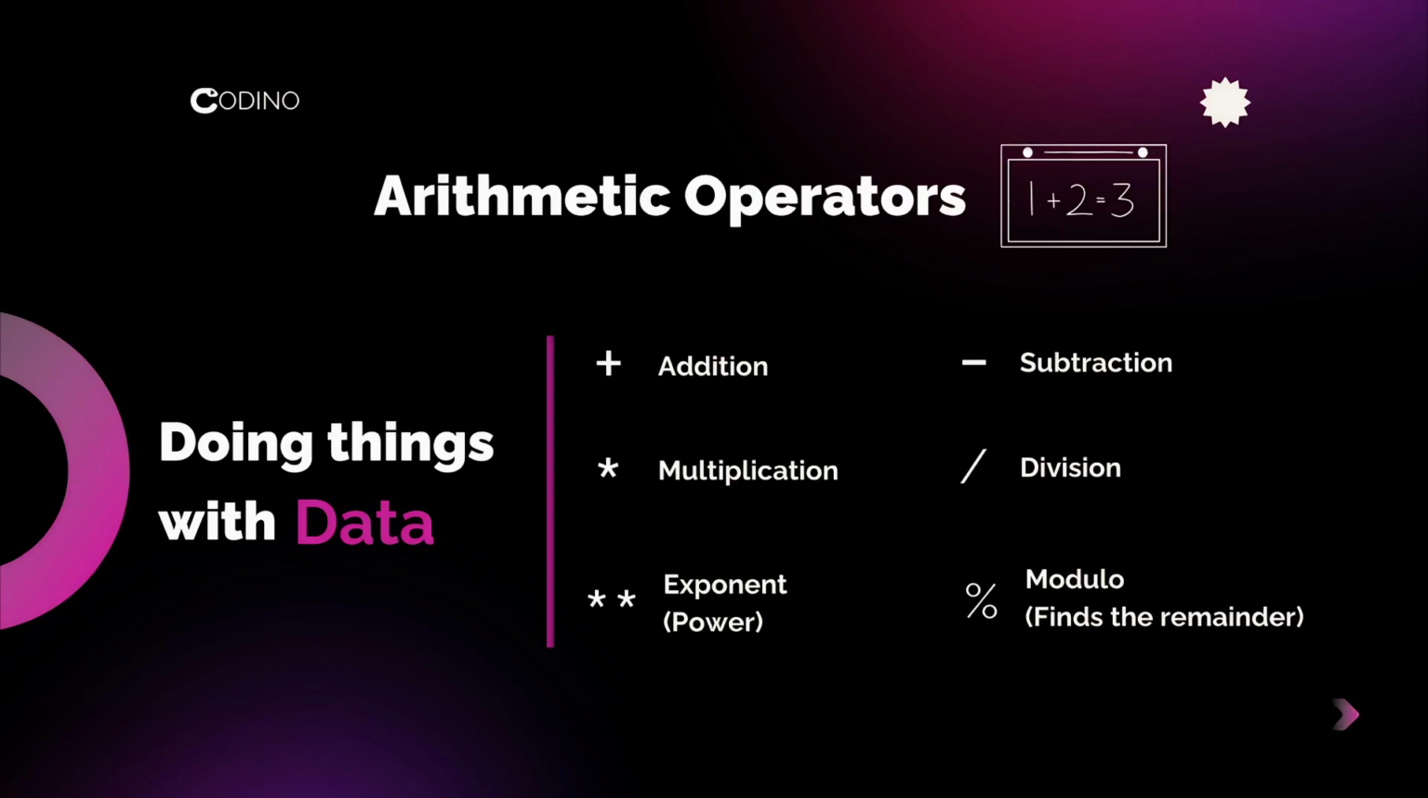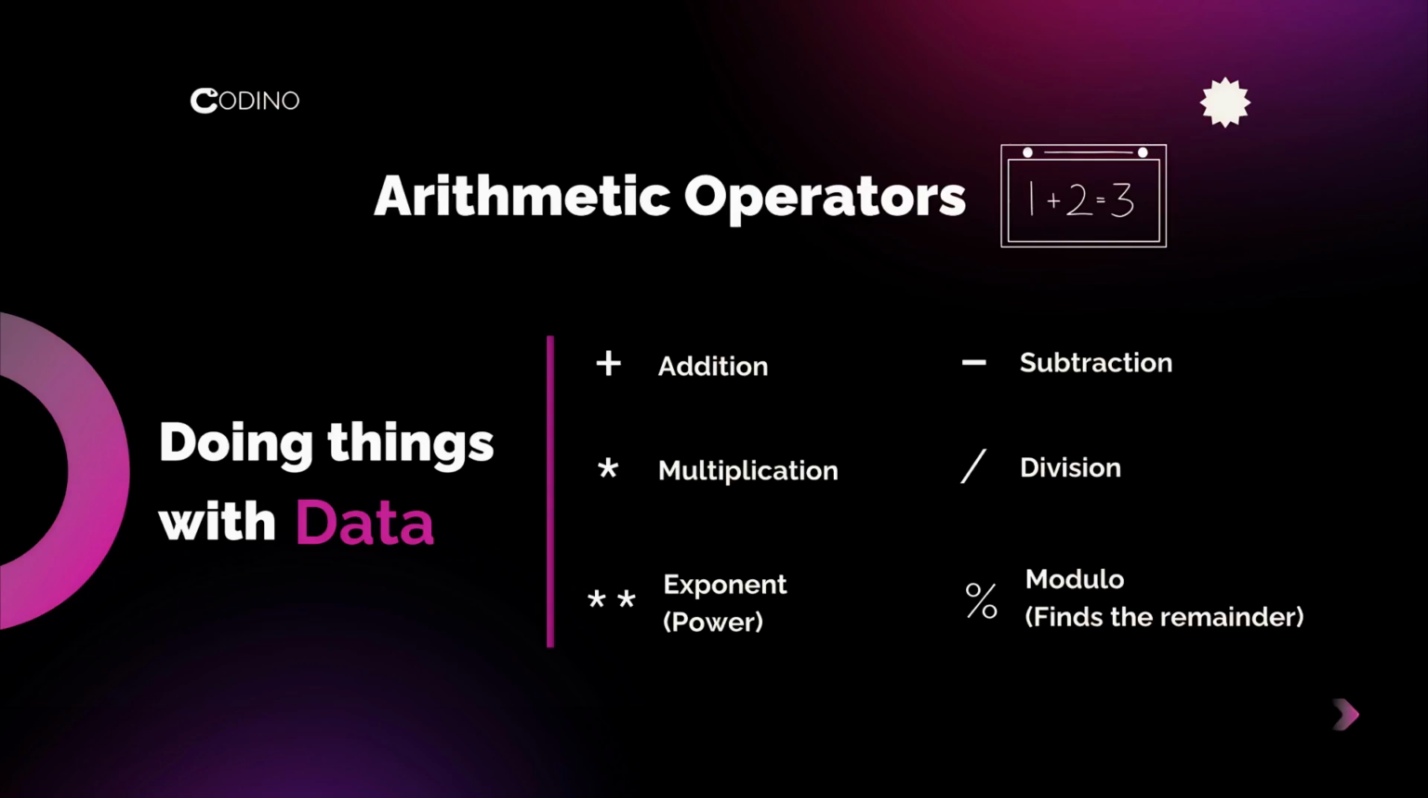These two, exponent and modulo, are super useful once you start doing more advanced stuff. Modulo especially shows up all the time in programming, like, is this number even or odd? Well, if your number modulo 2 is 0, okay, there we go, it's even. Boom! All right, enough theory.